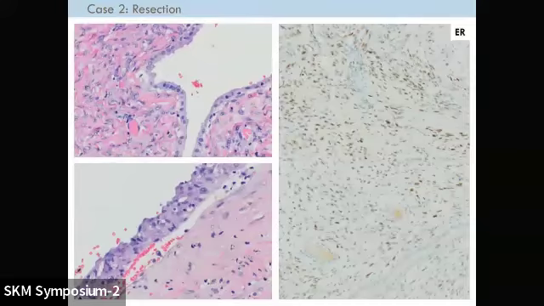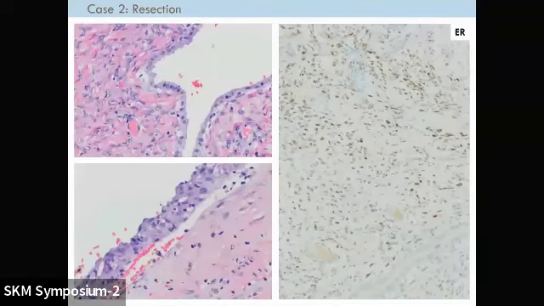These are the high power images of the resection specimen. Over here, you can see that the cyst is lined by these cuboidal epithelial cells that are rather bland. Over here, you see multiple layers of cells. And this is the epithelium that was giving us those atypical features. And over here, you see that the stroma of this cyst is staining very nicely with estrogen receptors, which gives the diagnosis of mucinous cystic neoplasm.